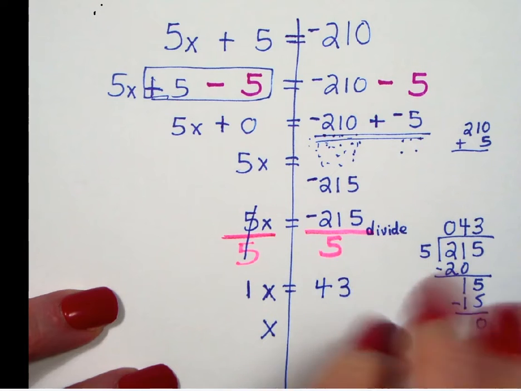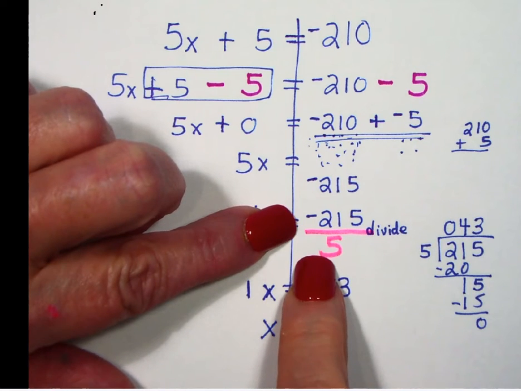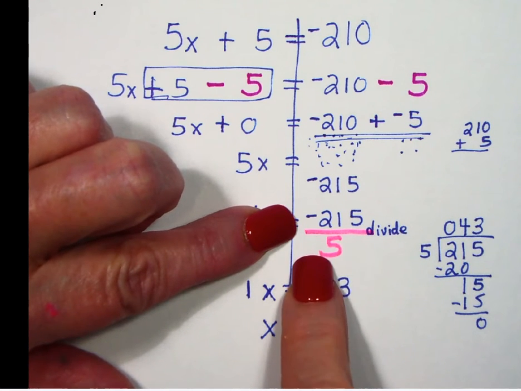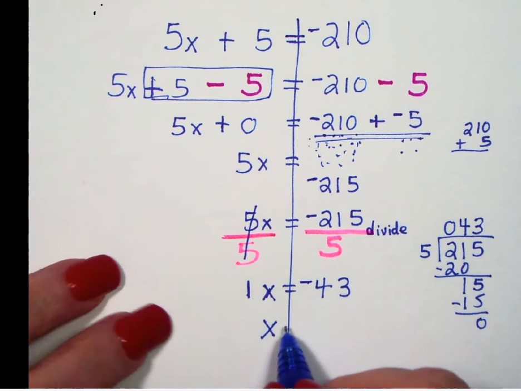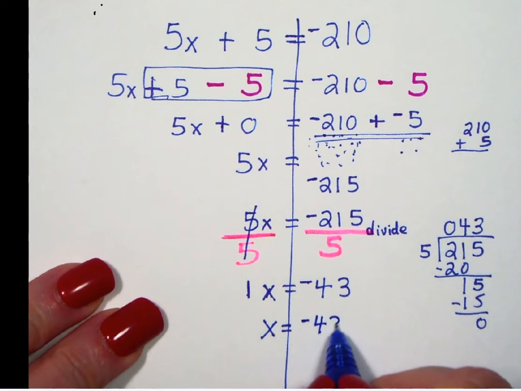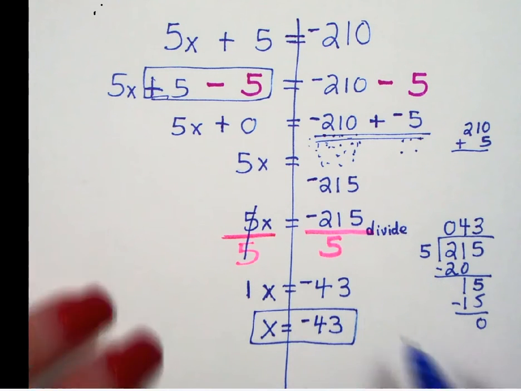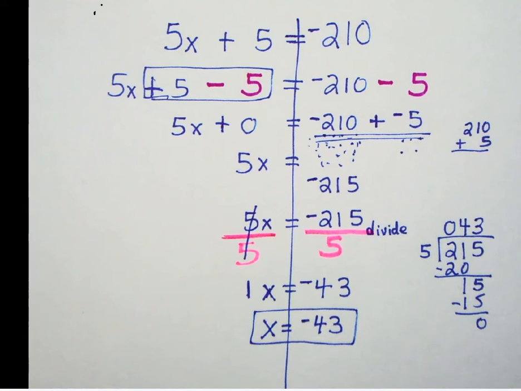But remember, we also have one negative sign. So when we're multiplying or dividing, we have one negative sign. The answer is a negative. So we have an answer of x is equal to negative 43. However, we should always check our work.